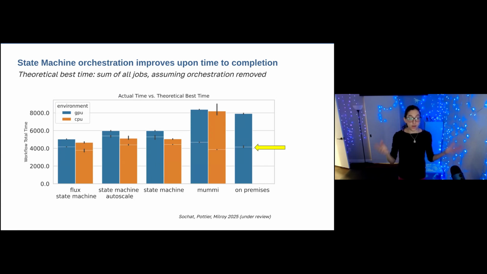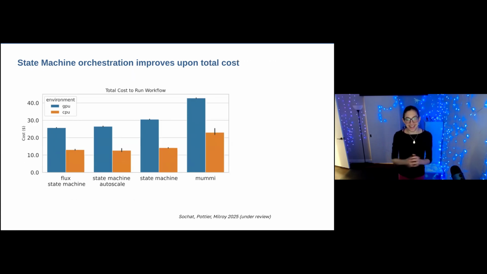We see that the lowest overhead has to do with the state machine designs. In terms of the total workflow completion time, Flux was the leader, and then the different state machine setups. But you're probably wondering about costs. And so the biggest surprise here wasn't necessarily the state machine or not. Like the state machine generally had a lower cost than MuMMI. The big surprise here was CPU versus GPU.